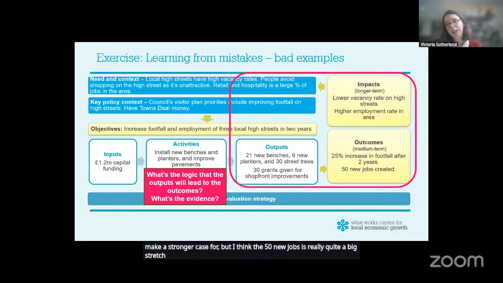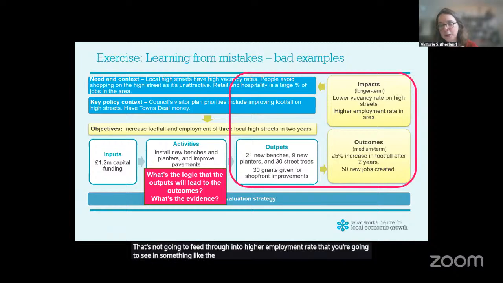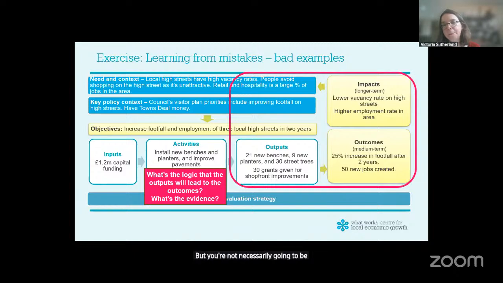And similarly, I would argue that once you get up to the impacts, even if we got those 50 new jobs, that's not going to feed through into a higher employment rate that you're going to see in something like the labour force survey or the annual population survey for your area. You know, that's a rounding error on a rounding error. So again, that may be why you're doing it, but you're not necessarily going to be able to see that.